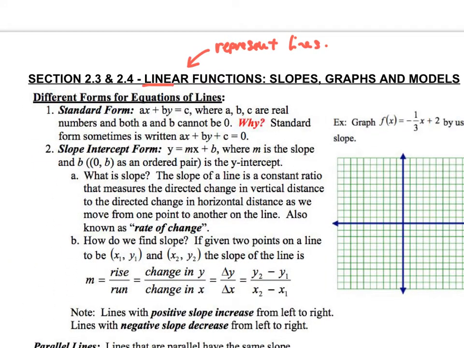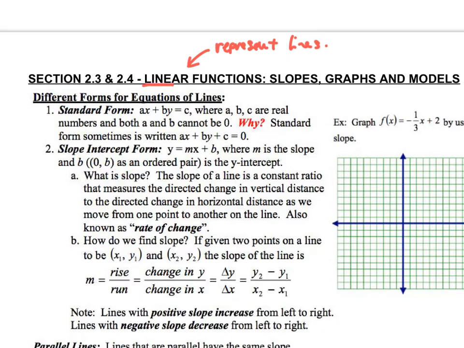We've got equations in many different forms, okay? We've got equations in standard form where x and y are on the same side of the equal sign, x goes first. And then we have slope-intercept form, which is one of my favorites. This is in the form of y equals mx plus b, where m is the slope and b is the y-intercept. Okay, so what is slope?